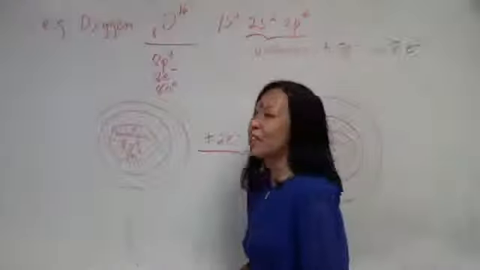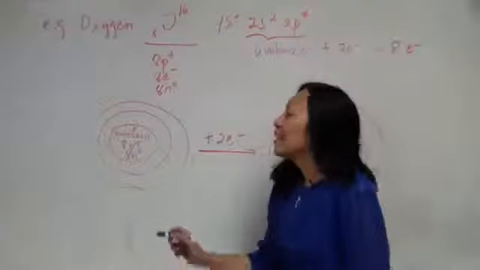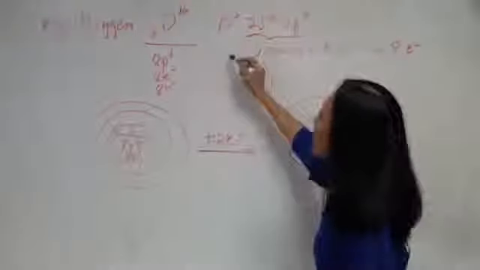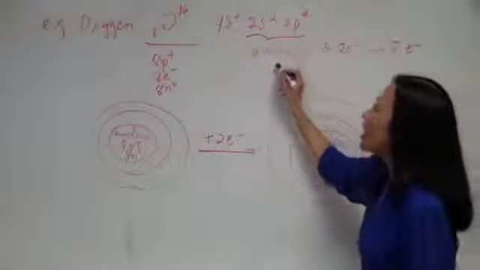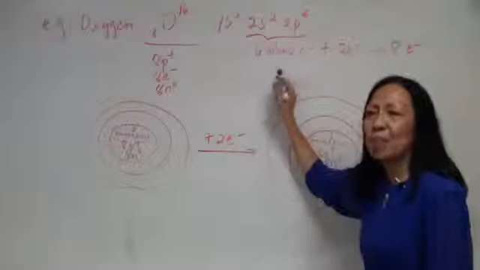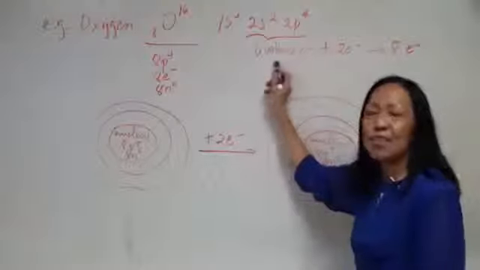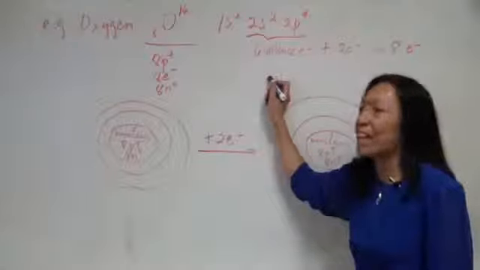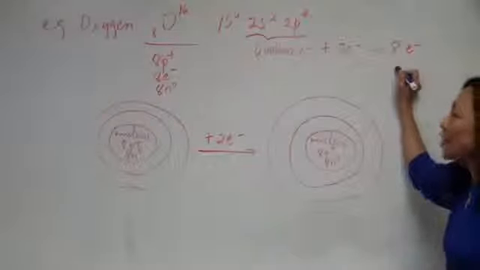All right, let's look at another example. Oxygen. So oxygen 8-16, that means it has 8 protons, 8 electrons, and 8 neutrons. Its electronic configuration is 1s2, 2s2, 2p4. So oxygen has 6 valence electrons. How will it become stable? It has to comply with the octet rule. And how will it do that? Notice, class, it's easier for oxygen to just gain 2 electrons rather than lose its 6 valence electrons. So by gaining 2 electrons, it will have 8 electrons in its outermost energy shell.